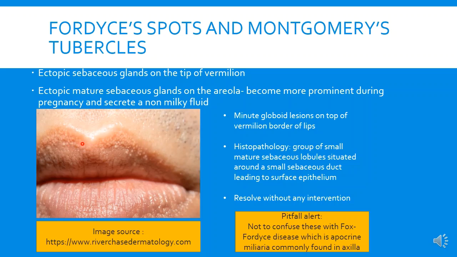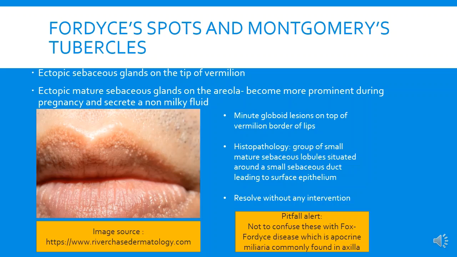If you look at the histopathology, you will see a group of small mature sebaceous lobules situated around a small sebaceous duct leading to the surface epithelium. These lesions usually resolve without any intervention and you have to give reassurance. Pitfall alert: nomenclature wise, these are confusing, Fordyce spot and Fox-Fordyce disease. Fox-Fordyce disease is a disease in which there is apocrine miliaria, which is commonly seen in the axilla. So don't confuse these two names. Fordyce spots are normal ectopic sebaceous glands situated on the vermilion border of the lip.